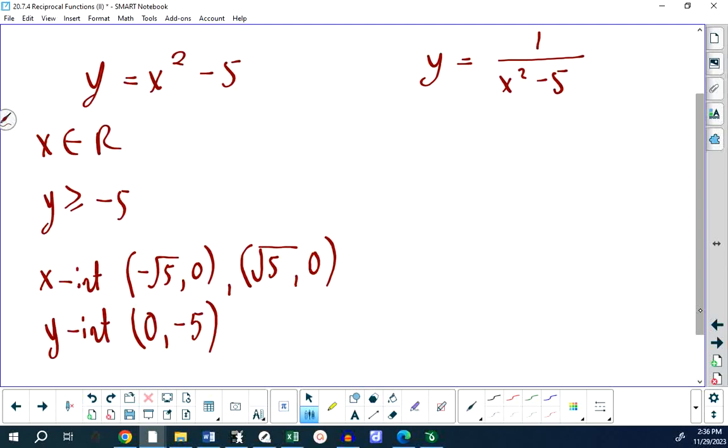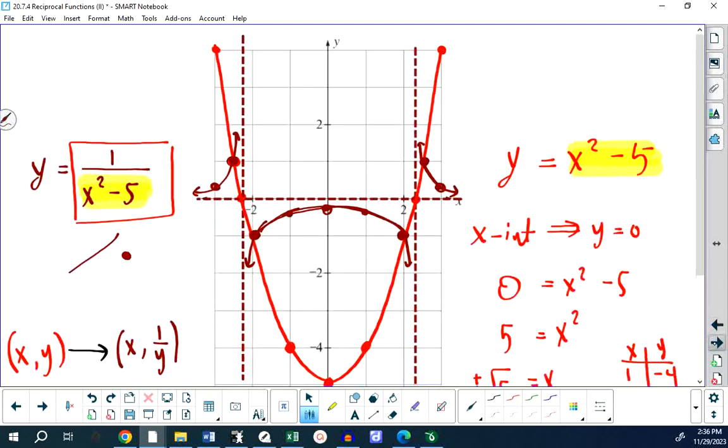Look at the graph of the reciprocal function. Look at what we drew for what I'm calling the brown graph. What is the domain of the brown graph? Who can tell me what the domain of the brown graph is? It's not any real number. X is not allowed to be anything.